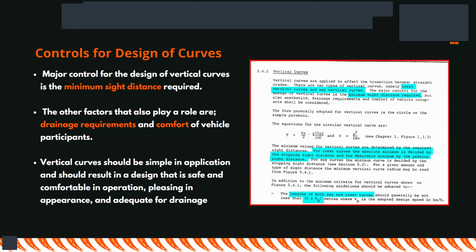So the objectives for the design of vertical curves are, number one, a design that is safe. That is why stopping sight distance and passing sight distance are the most important aspects; they are the major controlling factors. The second one is comfort. How you design your vertical alignment will greatly affect the comfort of the road users. Lastly, pleasing in appearance. Of course, we're going to see that because we're going to be designing a road section today.